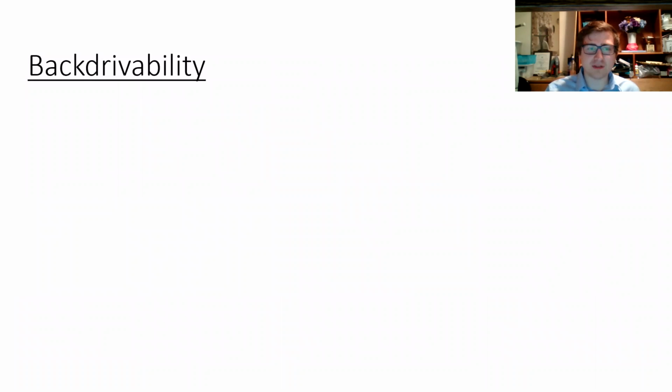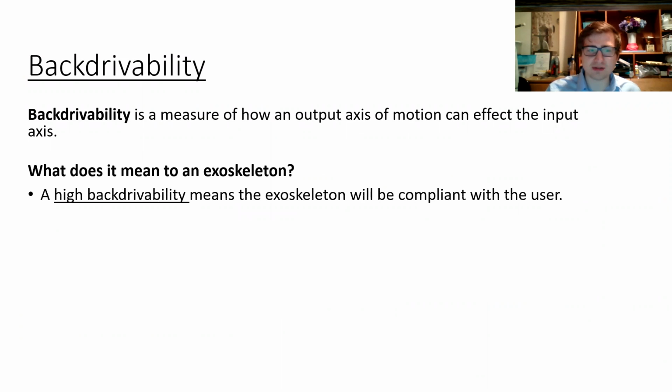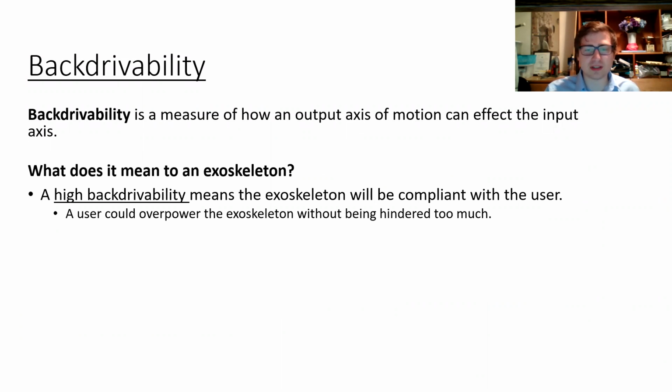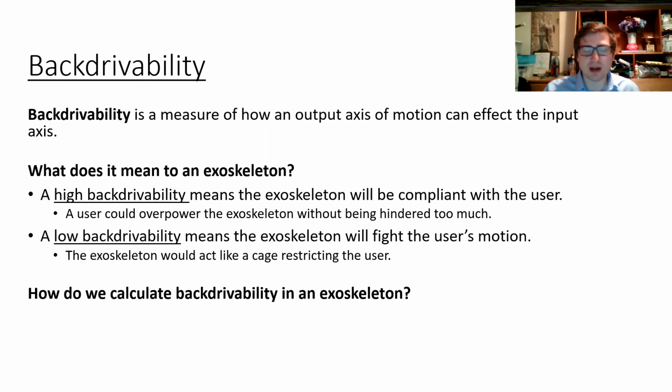Now I'm going to talk about backdrivability, which is essentially a measure of how much the output axis can affect the input axis. What does it mean for an exoskeleton? If you have high backdrivability, that means the exoskeleton is going to be compliant to the user, so the user can overpower the exoskeleton without being hindered too much. Low backdrivability means the exoskeleton is going to fight the user's motion, so it's essentially going to act like a cage. How do we calculate the backdrivability of an exoskeleton?